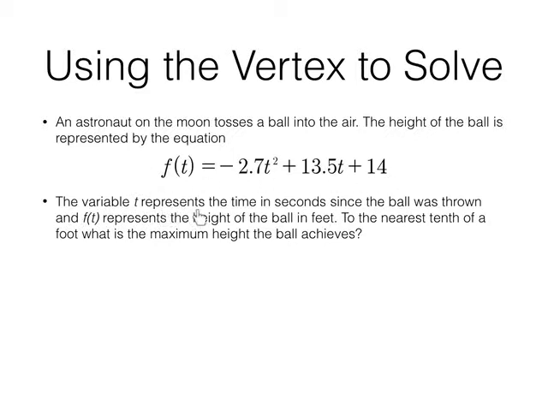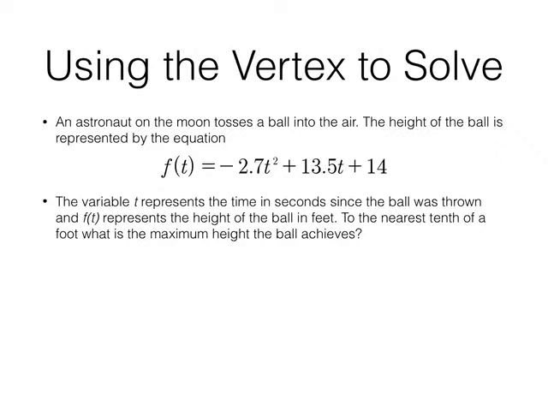The variable t represents the time in seconds since the ball was thrown. So again, t is time. And f of t represents the height of the ball in feet. So again, height of the ball for the f of t, or the y value, if you're thinking x and y, and then time for the x value. Okay, or in this case t, but of course x value if we think calculator. To the nearest tenth of a foot, what is the maximum height the ball achieves?